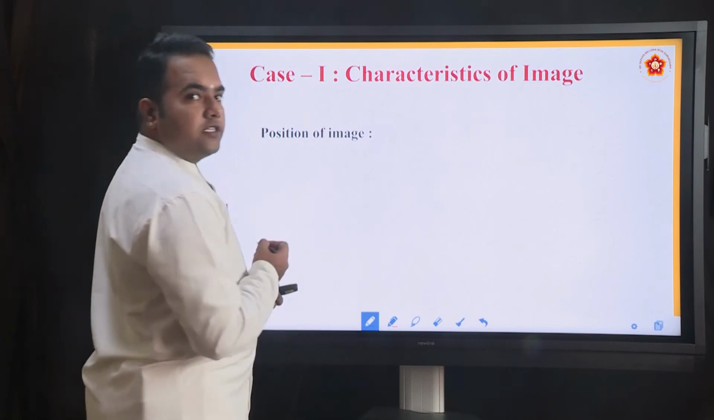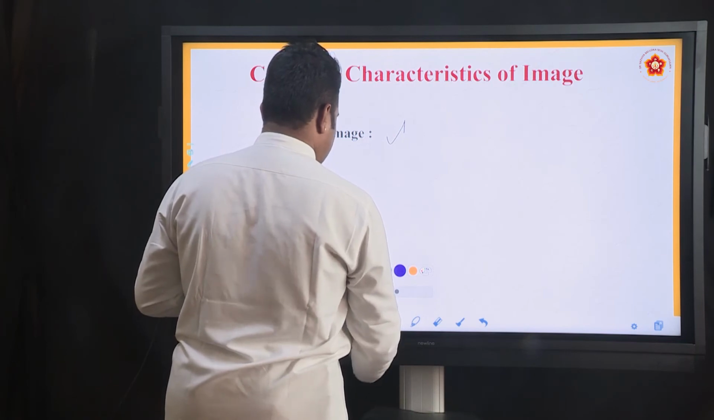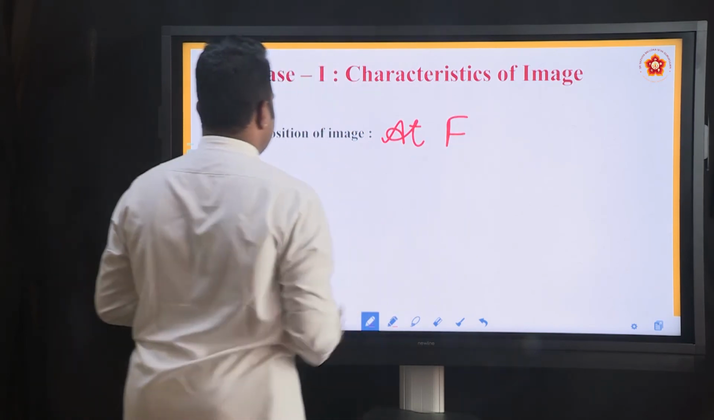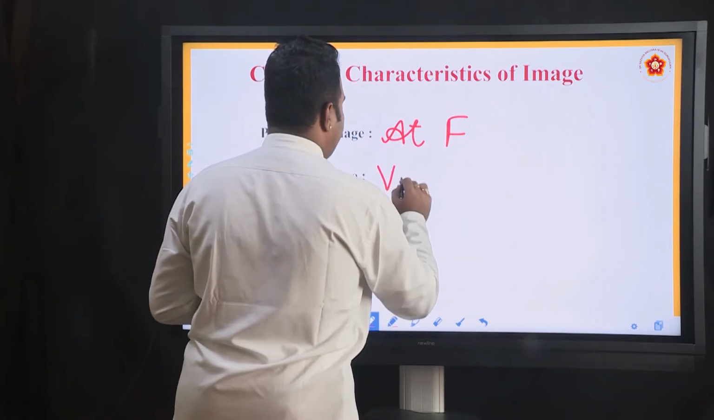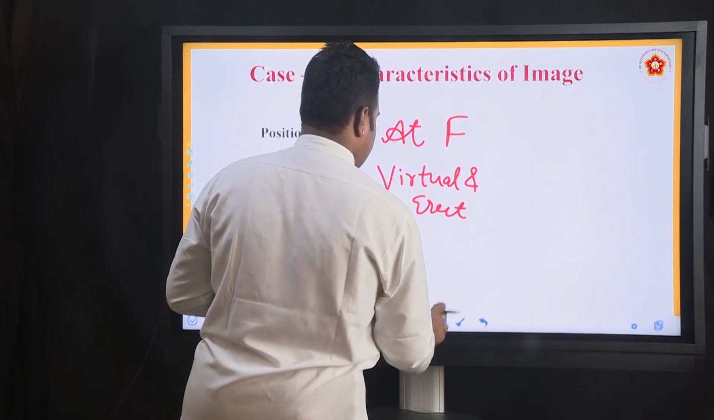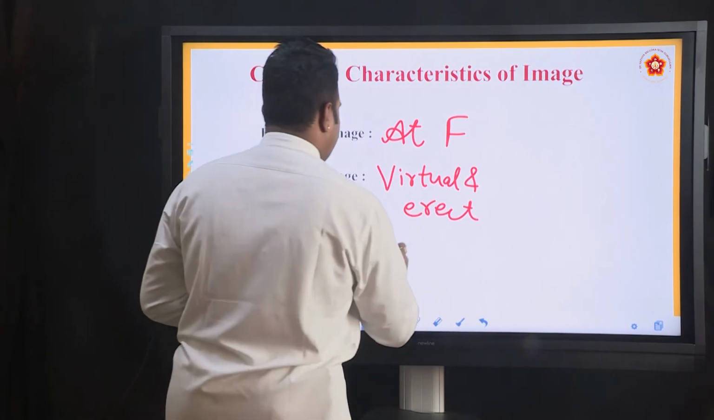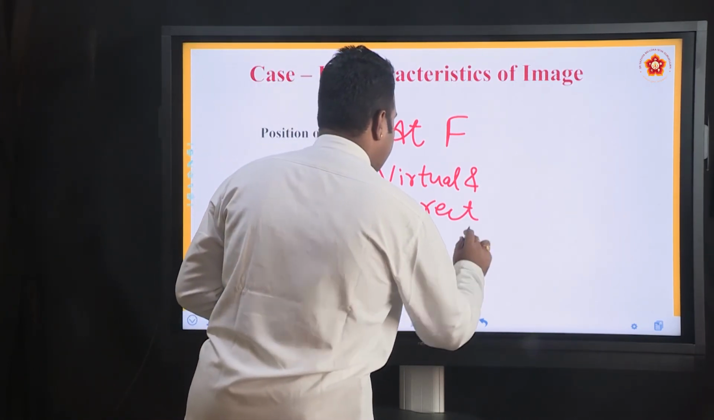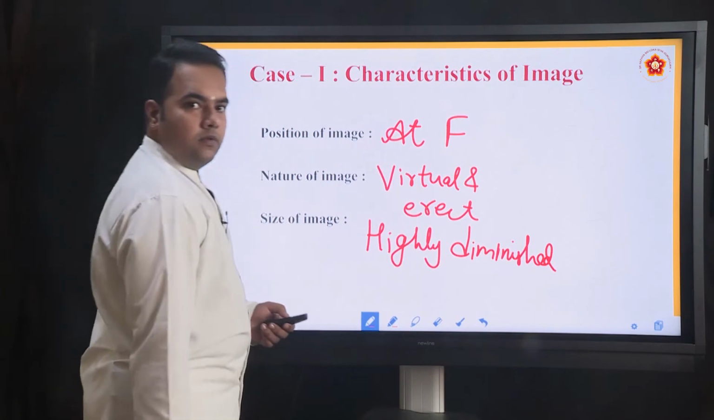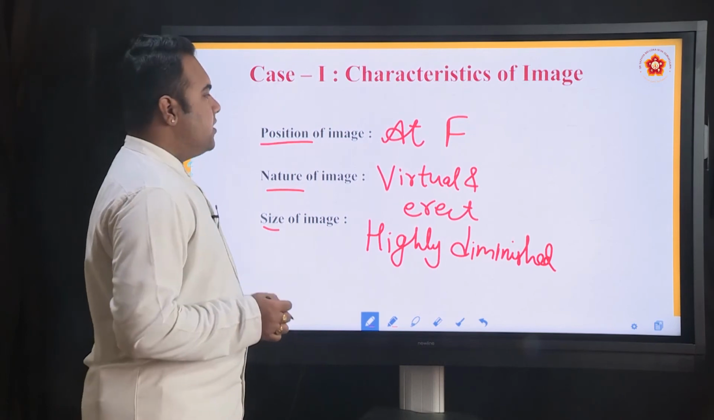Position of the image for case 1 of the concave lens. Position of the image is at focus. Nature of the image is virtual and erect. Size of the image is highly diminished. So, this is how we check the position, nature and size of the images in case 1 for a concave lens.